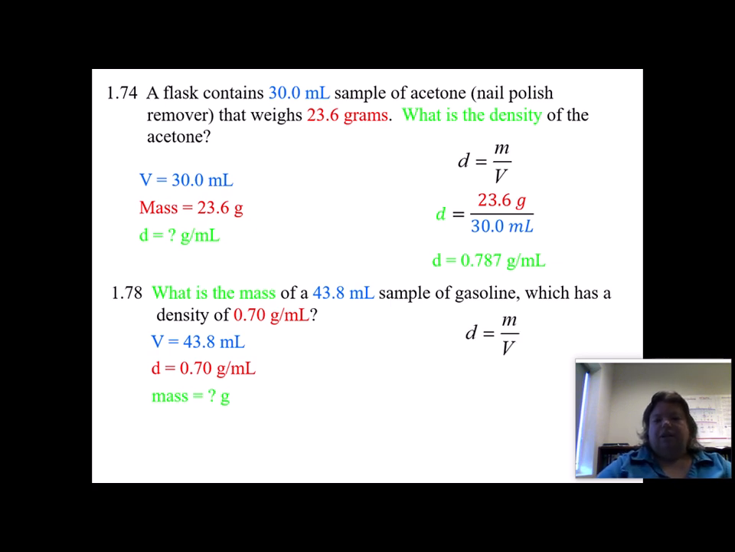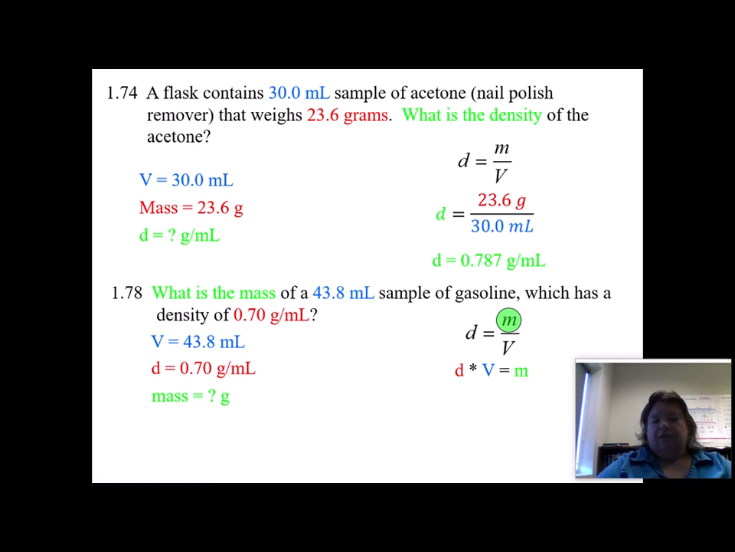So again, I start with my equation, but this time I'm not solving for density, I'm solving for mass. A lot of times I will actually draw a circle around what it is I'm interested in, because that will help me keep it straight in changing the equation around. Okay, as I said in the last video, density is mass divided by volume. But if I want to isolate the mass, I need to do the opposite mathematical function. So the opposite of division is what? Multiplication. So I'll multiply both sides by volume. So I get density times volume is equal to mass.